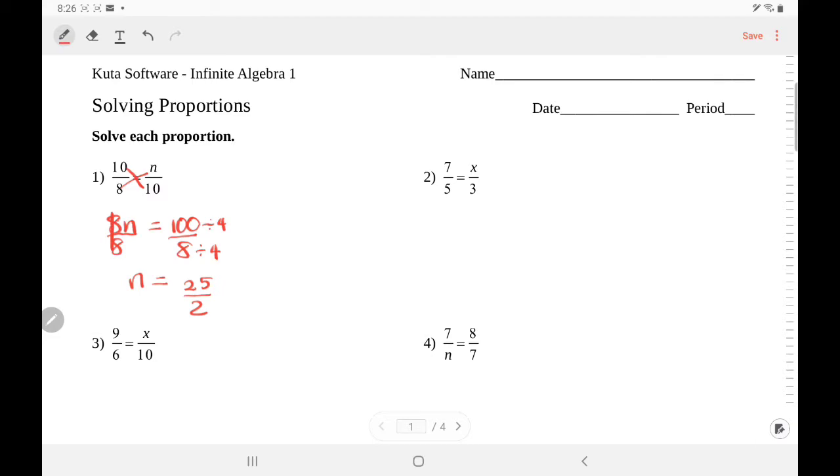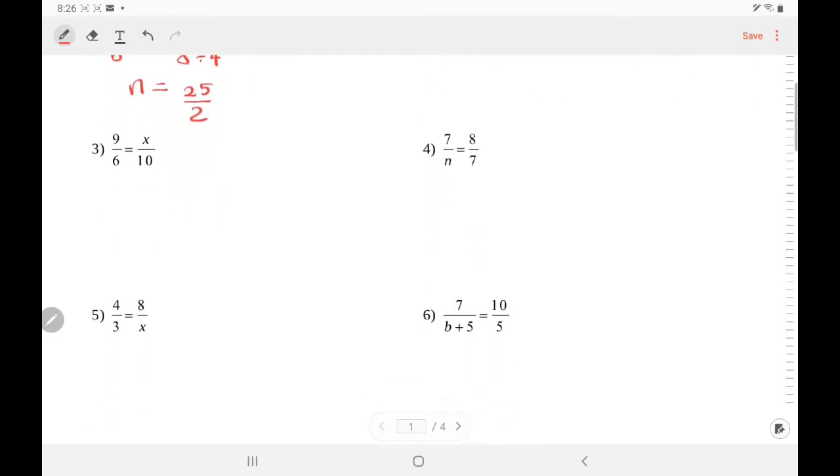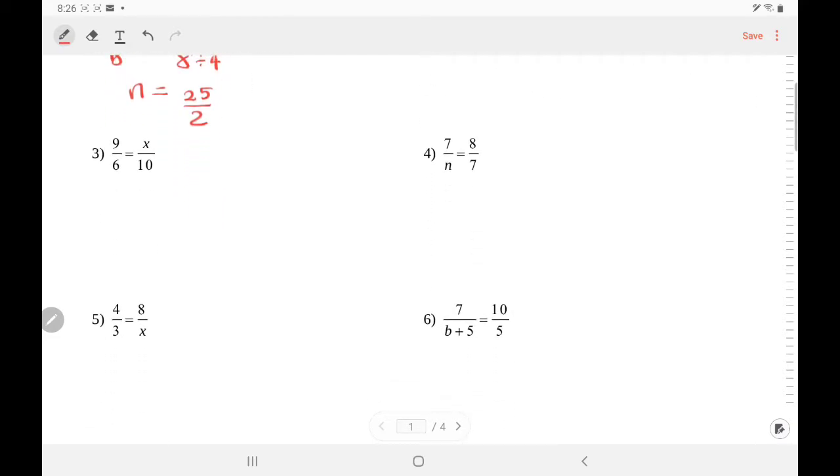Let's try number 3, cross multiply again. So either direction, I'd like to use the direction that involves the variable. So 6x equals, multiply 9 and 10, that's 90. Divide by 6. You may use a calculator if you wish. So x equals 15.